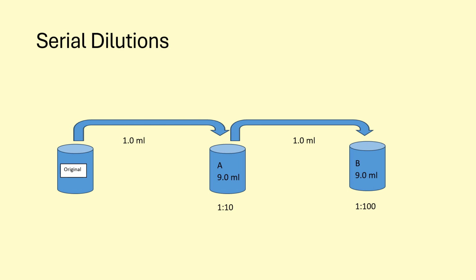So that's why we often need to know, to see whether things are safe to consume, safe to use, what is the concentration of the bacteria. So the serial dilution is a way of trying to get that number.